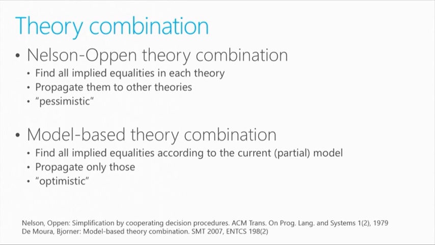So there's also model-based theory combination, which tries to do exactly that. It tries not to add all the equalities, but just the ones that we really need. So it's sort of a pessimistic variant versus an optimistic strategy. On one particular input, one of them might be better than the other. But currently in software verification problems, for example, the optimistic one works much better. So that's enough of the theory about that.